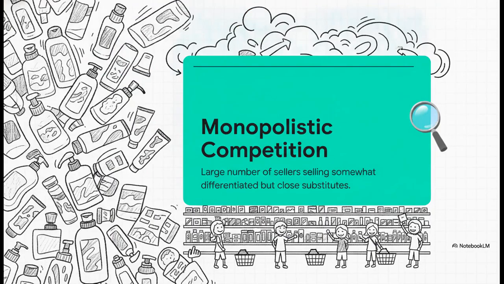On the flip side, we have monopolistic competition. Instead of a few paranoid giants, this is a bustling swarm of many brands. It features a huge number of buyers and sellers. The retail soap or toothpaste aisles perfectly illustrate this, right? There are dozens of options, and they are all somewhat differentiated, but ultimately they act as close substitutes for one another.